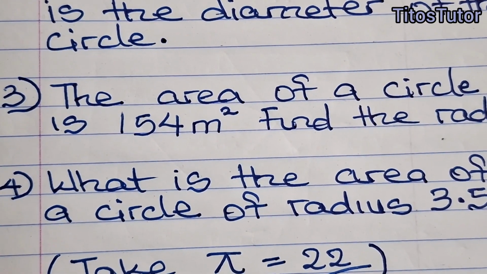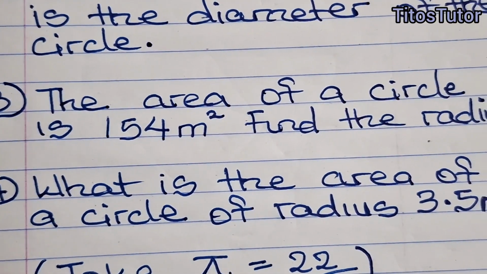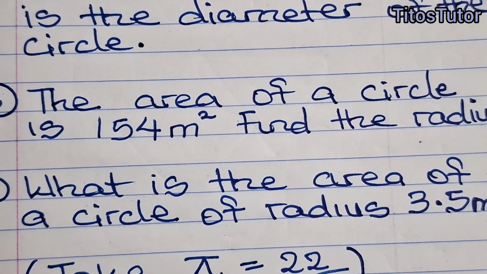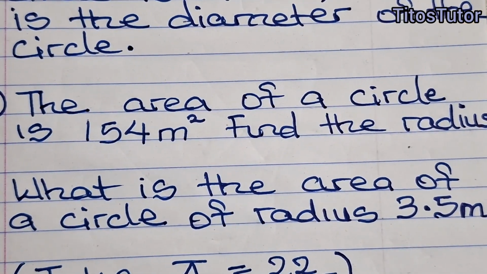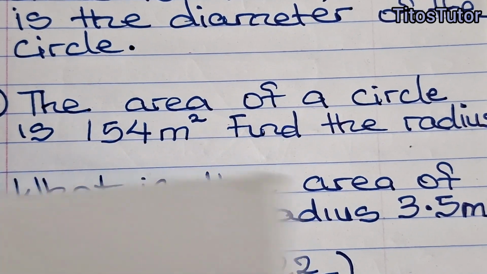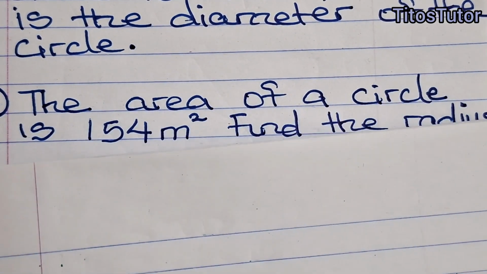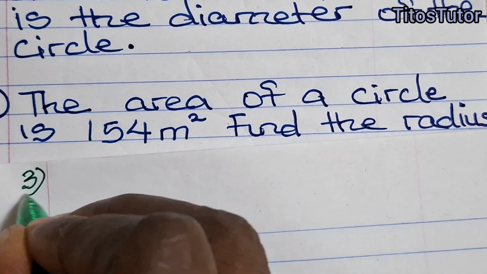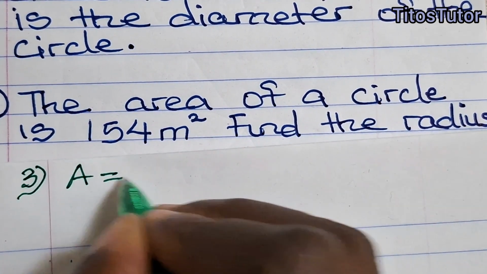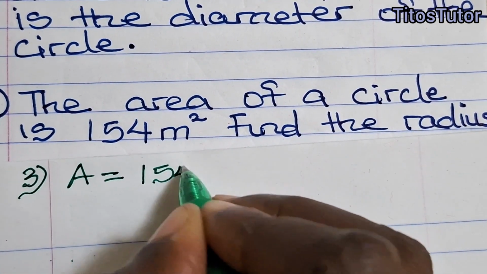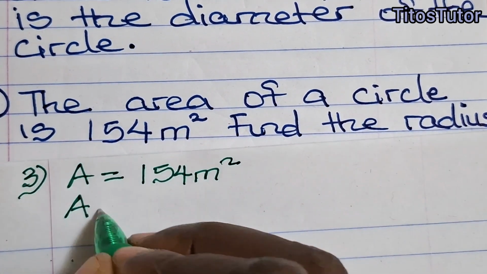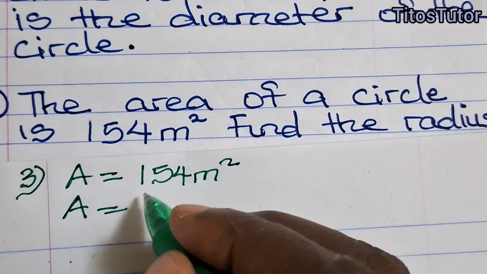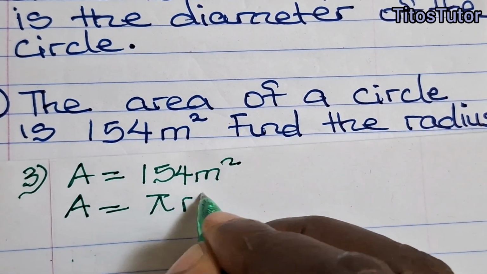Now, here is our third question, and it says the area of a circle is 154 meters square. Find the radius. So area is already given to us. Here is our solution to question 3. Area was given to us as 154 meter square. But we know the formula for area of a circle is pi r square.